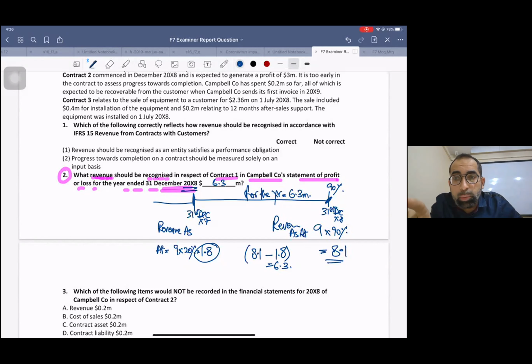But for profit, you can't do directly, because estimated cost changes. Total estimated cost normally changes year by year. So for profit, you can't directly apply 70%. Somebody asked me, sir, can we apply directly 70%? Yes, for revenue you can. But for profit, you can't, because in calculating profit there is one thing, cost, and cost changes with time. Estimated total cost changes with time.